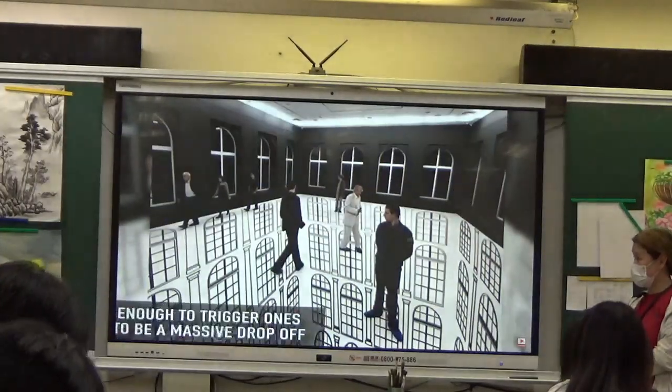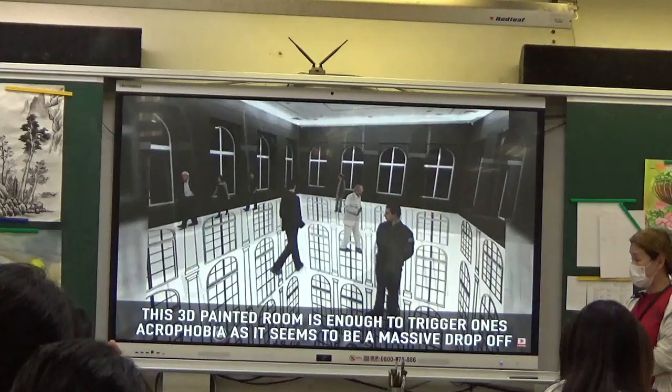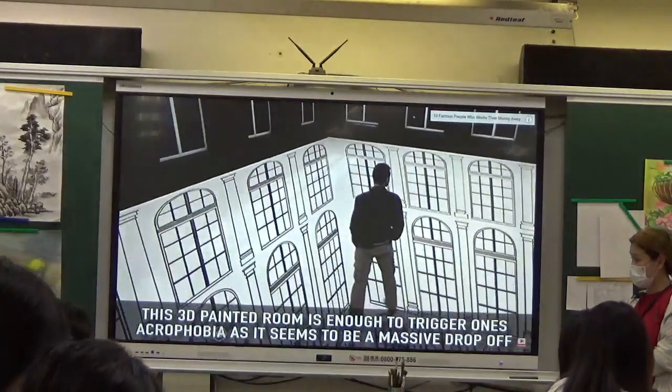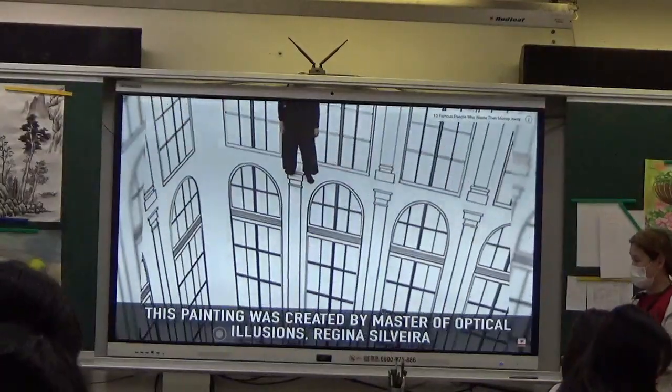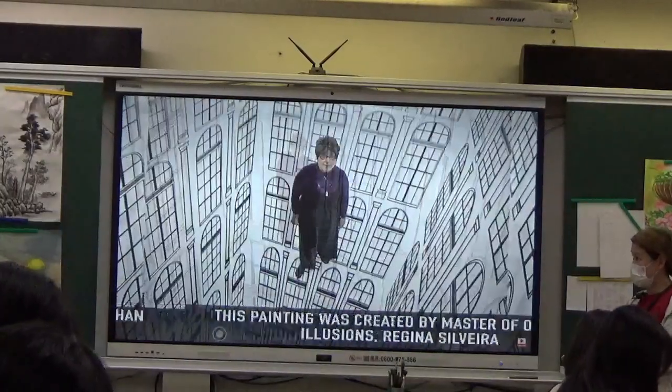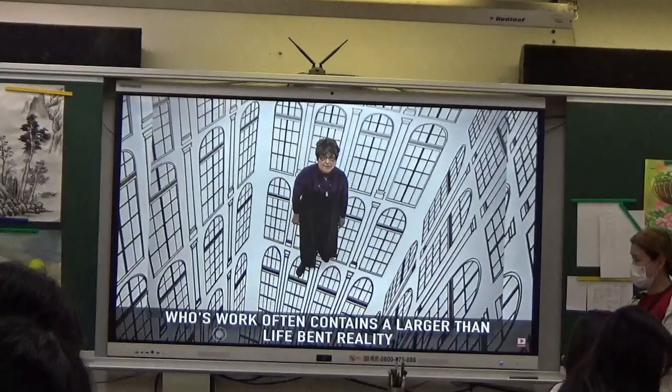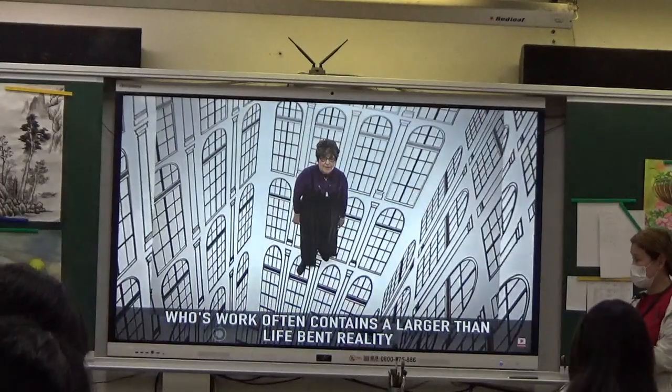Drop-off room. This 3D painted room is enough to trigger one's acrophobia, as it seems to be a massive drop-off. This painting was created by master of optical illusions, Regina Silveira, whose work often contains a larger-than-life bent reality.